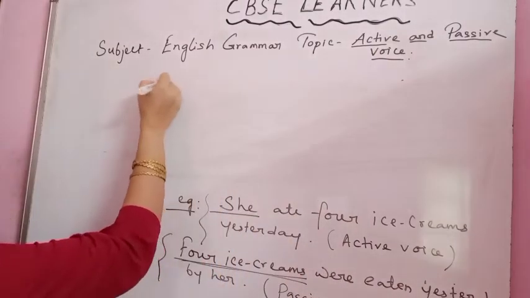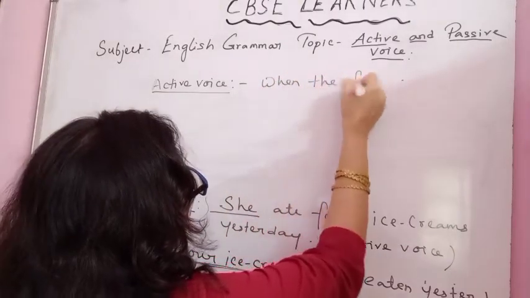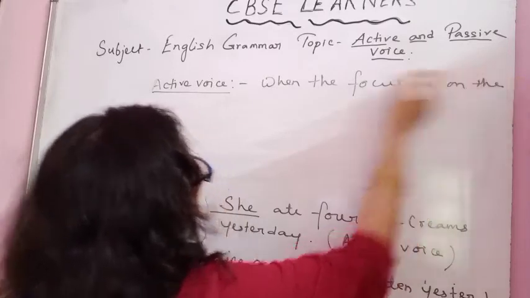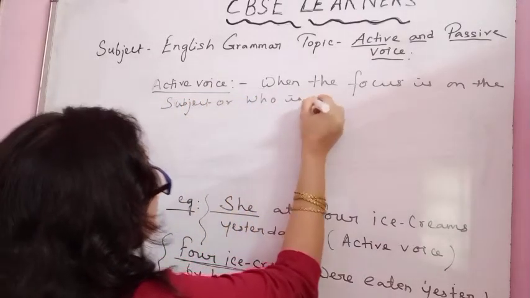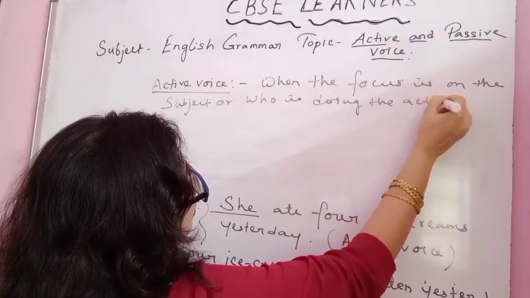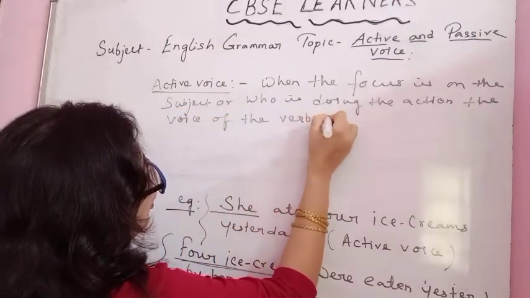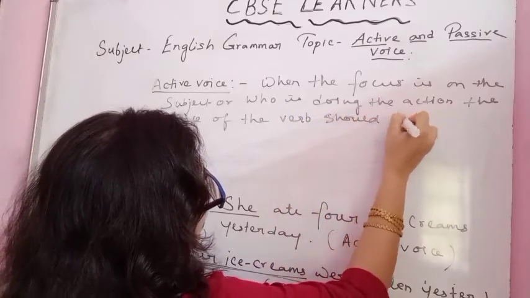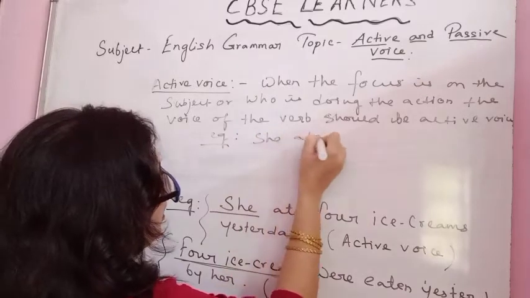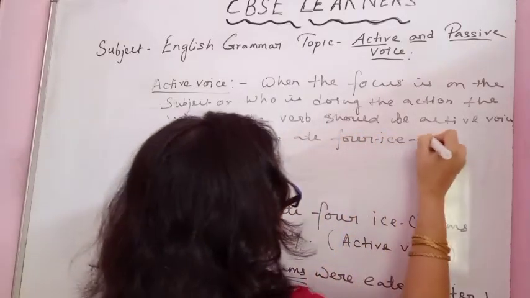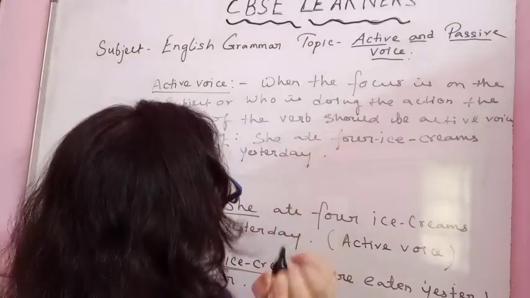First I should give you the definition of active voice. When the focus is on the subject, or who is doing the work, doing the action, the voice of the verb should be active voice. For example, this one, the first one: she ate 4 ice creams yesterday.